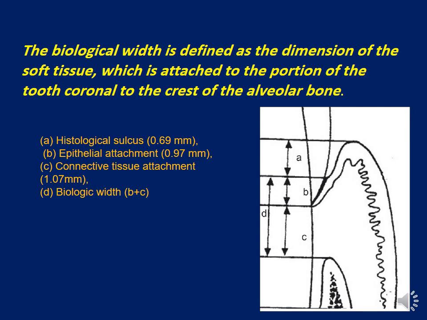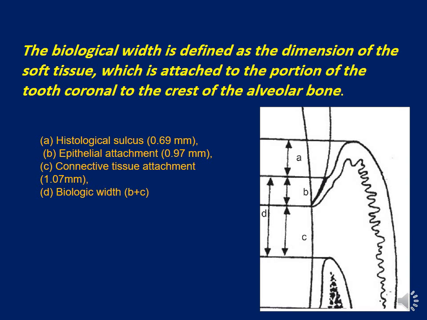The biological width is defined as a dimension of the soft tissue which is attached to the portion of the tooth coronal to the crest of the alveolar bone. In this picture, we can see A, the histological sulcus, while B is the epithelial attachment, which is the attachment of the epithelium to the tooth surface, while C is the connective tissue attachment.